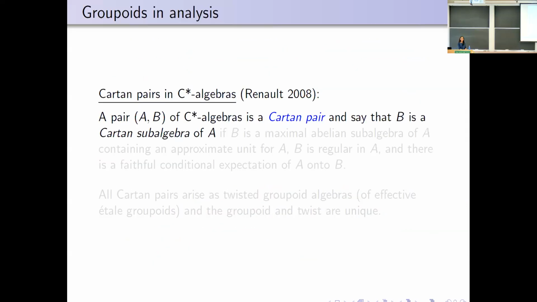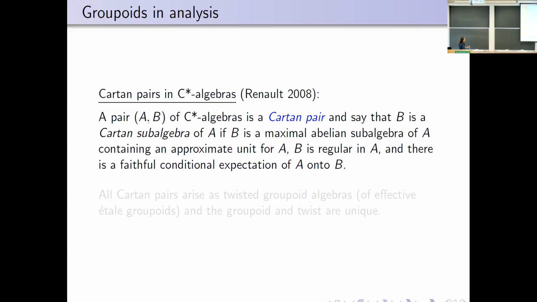All right, and as I said in the beginning, I'm going to focus a lot on the groupoid and how it appears in the analysis aspect and the algebraic aspect, and I'm going to focus a lot on the Cartan subalgebra. Cartan pairs and Cartan subalgebras have already appeared in several talks, but I will recap here for my purpose. I think both Sarah and Elizabeth already mentioned that Cartan pairs in C*-algebras were given by Renault in 2008. This is the one I cite here.